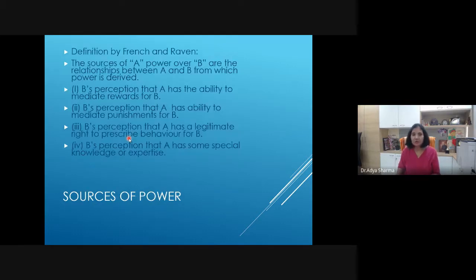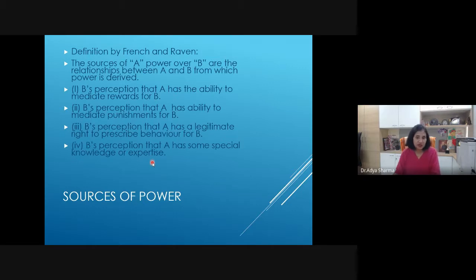You need channel power because we say that the person or the authority or the organization has power if they can give you the rewards you want. The authority, the person, the organization has the power if they can give you the punishment which you do not want. They have the power if they have a legitimate right to that behavior. And finally, they have power if they are more knowledgeable or they are expert.